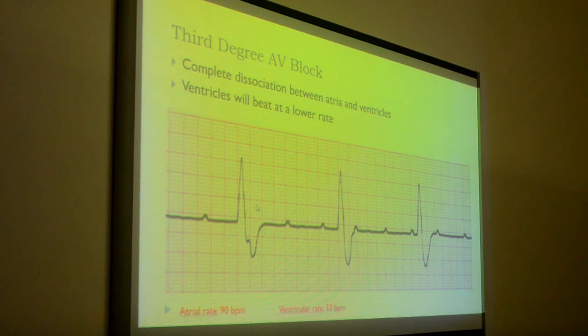Sometimes you could have a complete AV block, but at a heart rate of 55. That means that the AV node now is taking over. The AV node is the one firing, yes.